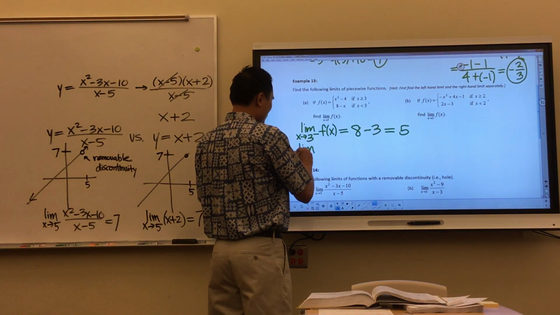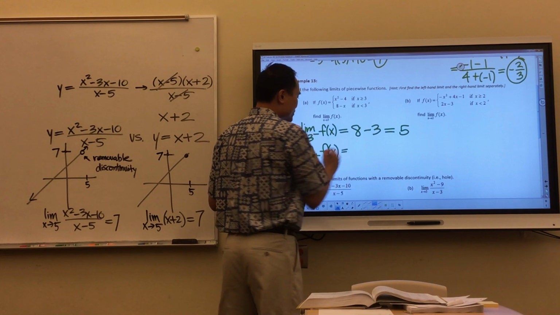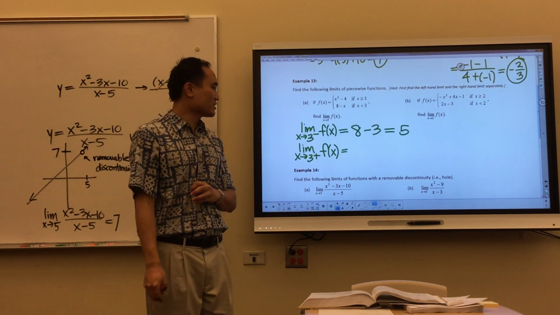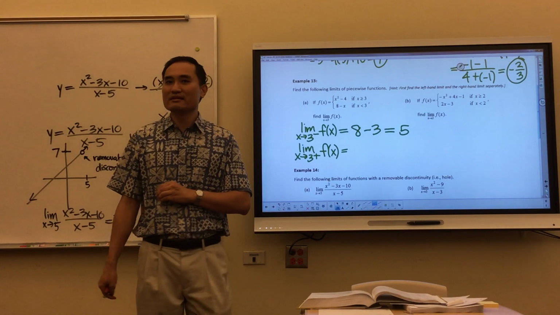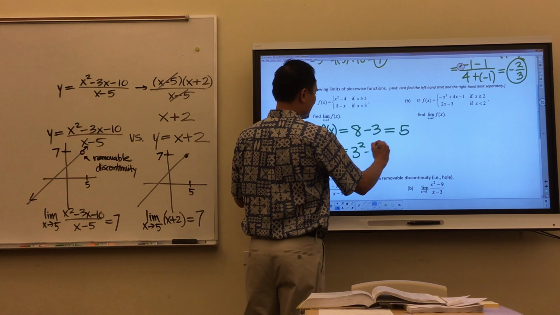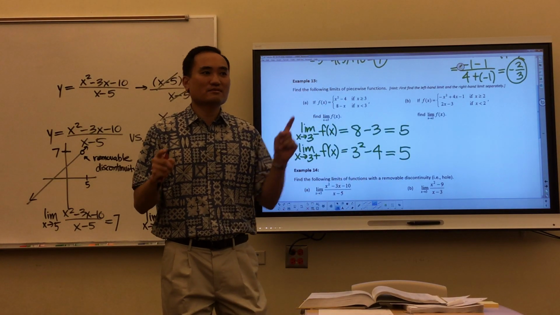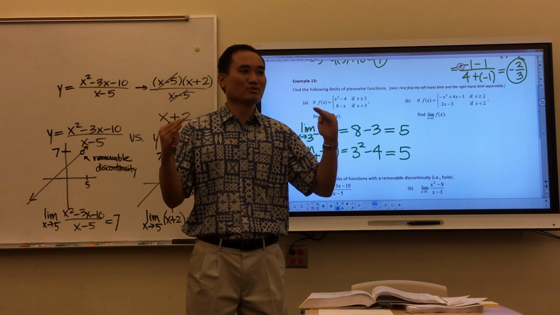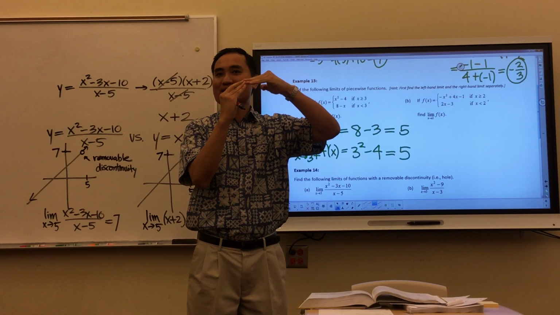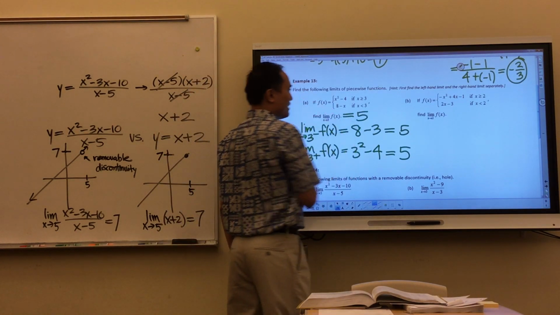Now we need to approach 3 from the right. So now you're walking along this graph from the right of x equals 3. What piece are you on? X squared minus 4. So then it's 3 squared minus 4, which is 5. So what did these two pieces do? They both approach 5. They're approaching the same y value. They're connecting. And so this limit will be 5.